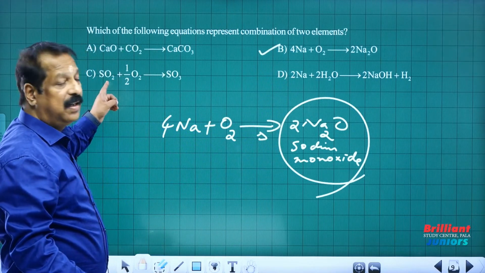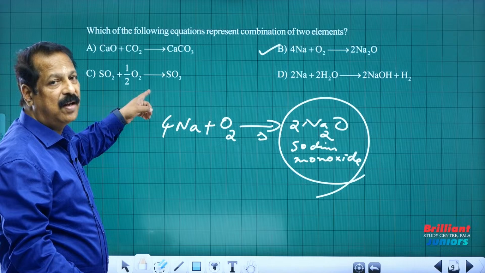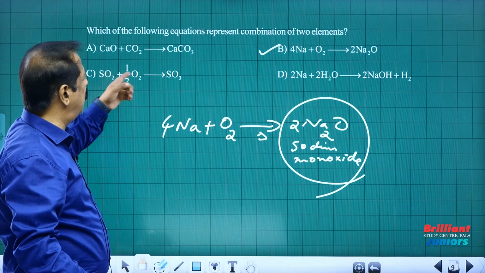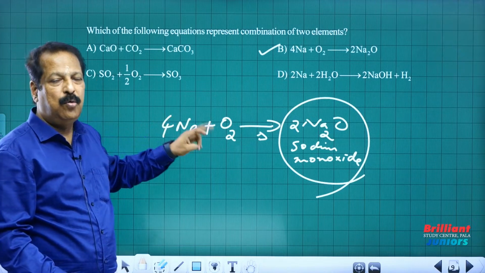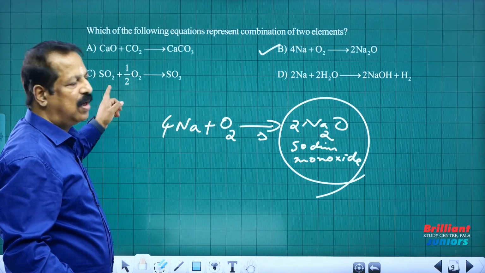In the third one, SO2 is a compound, O2 is an element. So SO2 combines with O2 to give SO3. But they are not a combination of two elements. It is a combination of a compound and an element.